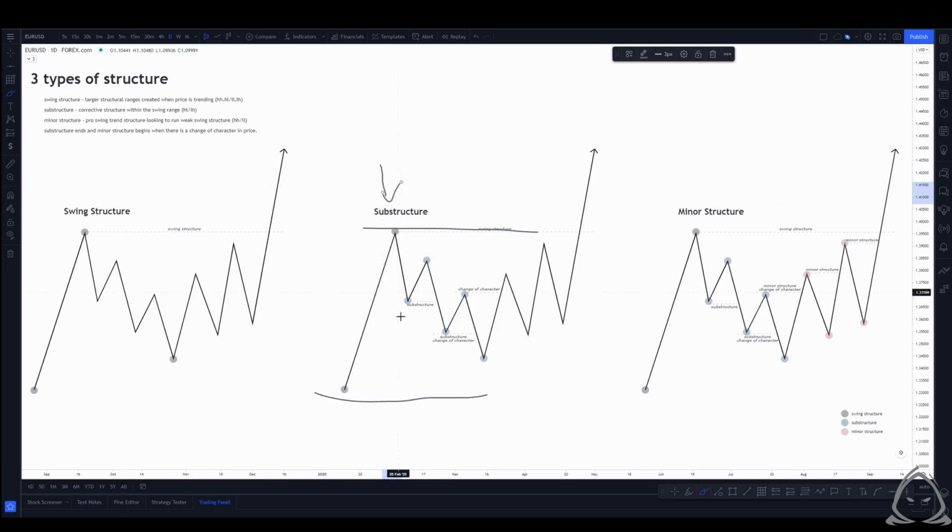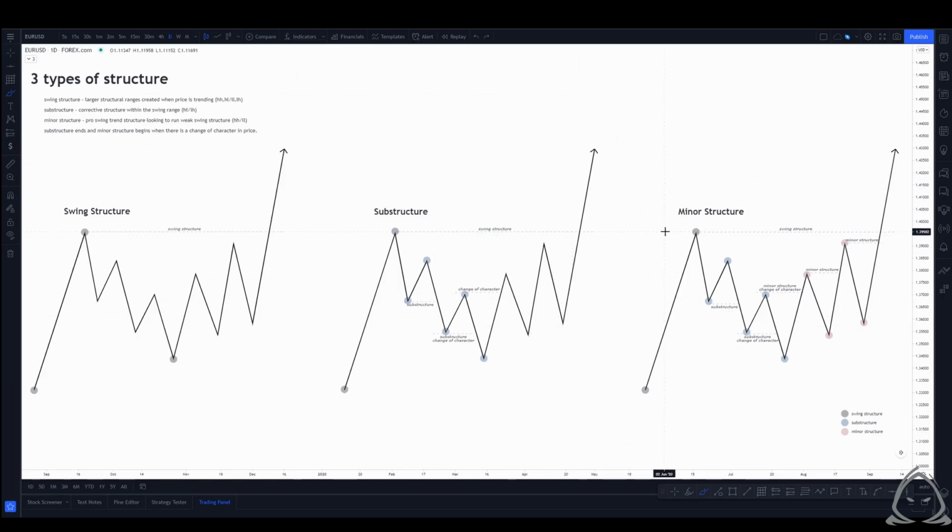as substructures are being created. We're trying to gauge the impulsive leg of the swing structure to figure out where price is likely to react off of, to put in that higher low and then continue to the upside, if the trend is to remain bullish and put in a new higher high.